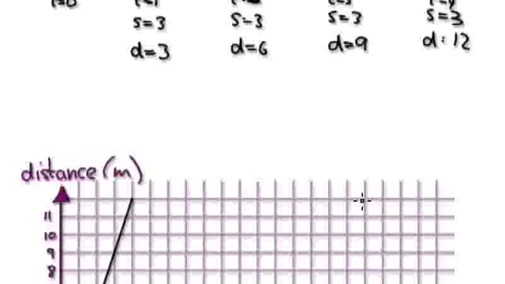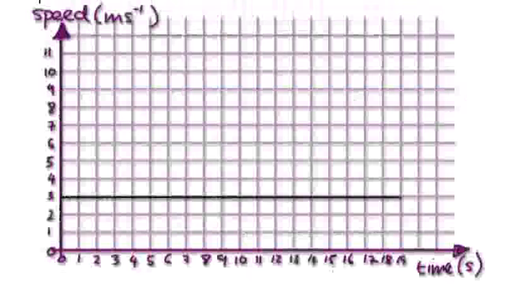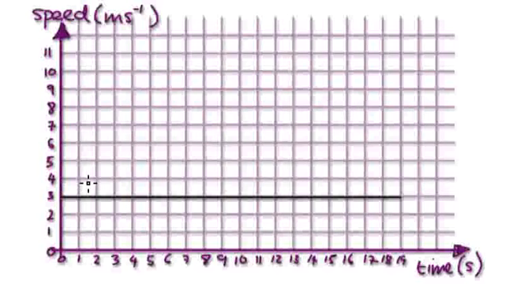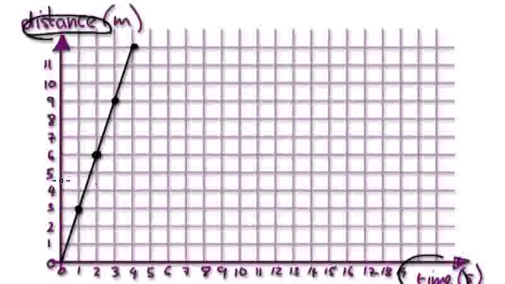Now let's look at the distance time graph. So here this is distance. Distance time graph. Now after 1 second, your dad would have done 3 meters. After 2 seconds, your dad would have done 6 meters. After 3 seconds, 9 meters. After 4 seconds, 12 meters. So given a speed time graph, it would look like this. Now, given the speed time graph looking like this, your distance time graph would look like this.